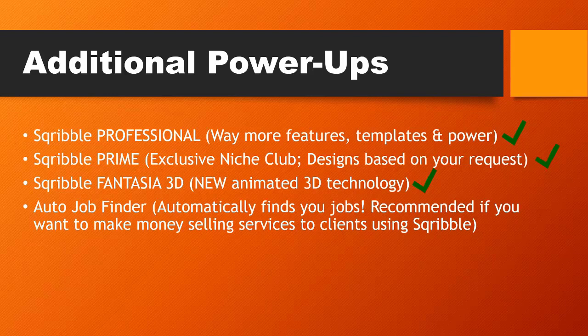Now they've got Auto Job Finder, which is a lifesaver. Only grab this one if you're looking to use Sqribble to make money. If you want to make money selling services to clients, then you have to get Auto Job Finder. It's automatic, and it's going to go online and find you posts and jobs where people are looking to have someone like you create ebooks, reports, and guides for them. Right? This is going to save you so much time, because if you do it the other way around, you have to go online yourself and manually look for jobs across different types of sites and platforms.